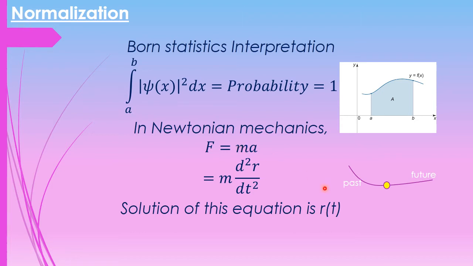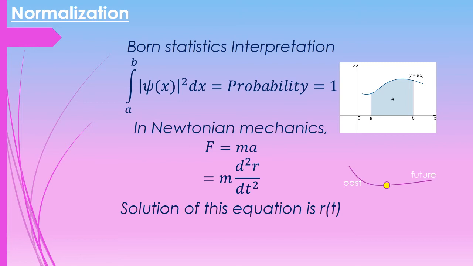So this equation tells us the position of the particle in the past and where it is going to be in the future. Like that, in quantum mechanics, the basic equation is the Schrödinger equation, which has the solution psi, which does not give the information about the particle, but we can extract the information through Born's statistical interpretation. But in classical mechanics, we can tell the exact position of the particle.